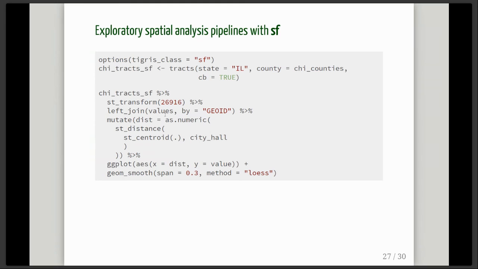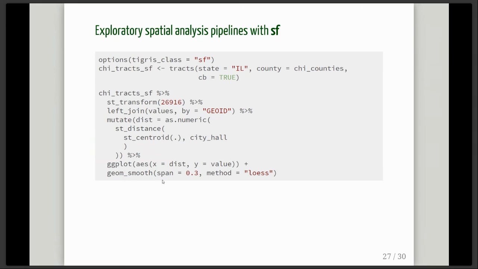So we merge back in, we join back in our home values, and then we create a new column using the mutate command named dist. That's the result of a couple SF functions. We're converting to numeric here, but what we're doing is we're taking the distance between the centroid, so the central point of each census tract polygon, and City Hall. And so the value of the dist column will represent that distance.